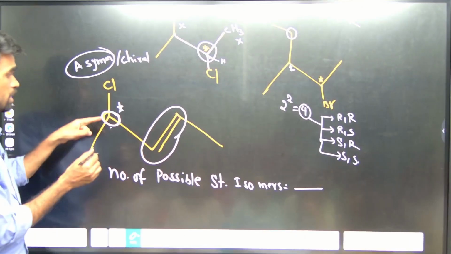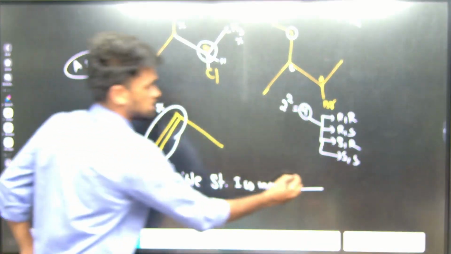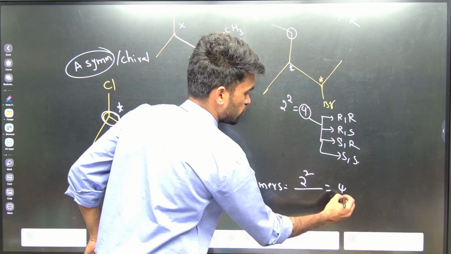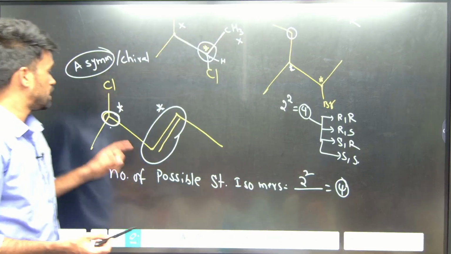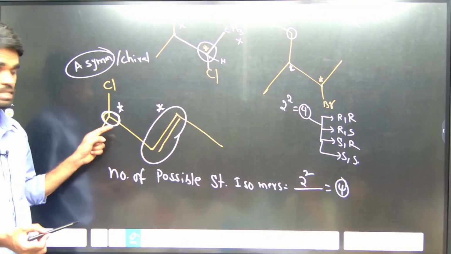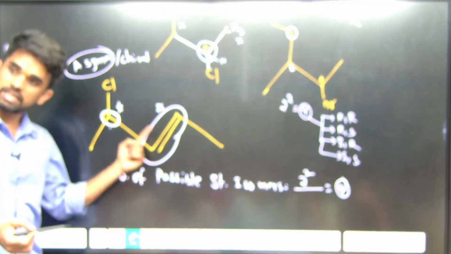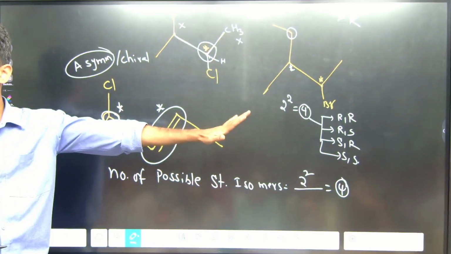Stereoisomers. Here one center, here one center. So you just 2 power 2. It means 4. So what are those 4 means? Here it can be R, it can be S, here it can be E, Z. Like that possible number of isomers are 4. Clear everyone? Okay.